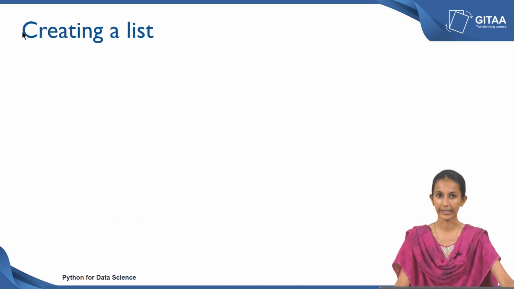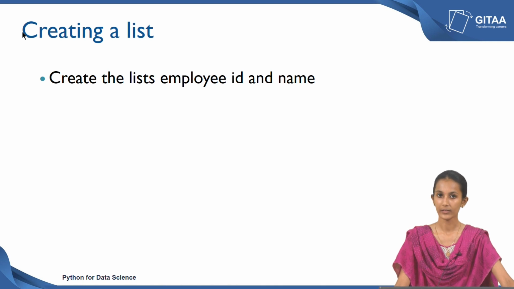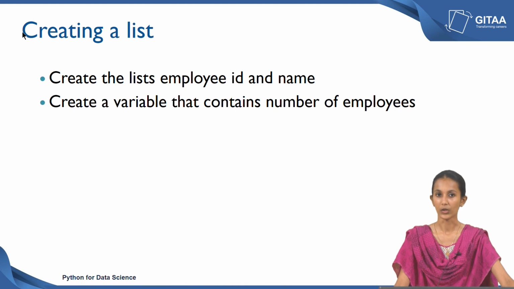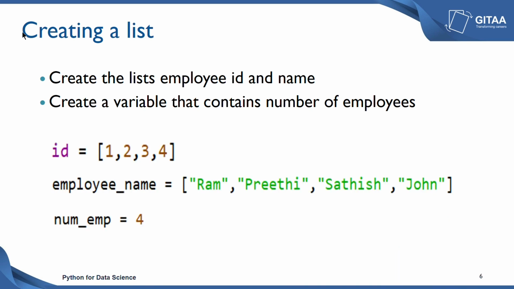Let us see how to create a list. We will create the list for employee ID and also for employee name, and also we will create a variable that contains the number of employees. So, I am creating a list called ID, which has a set of values 1, 2, 3, 4 inside the square brackets separated by commas. We will also create employee_name as a list, which consists of values Ram, Preeti, Satish and John, separated by commas. And also I will create a variable called number_employee, which has the value of the number of employees.